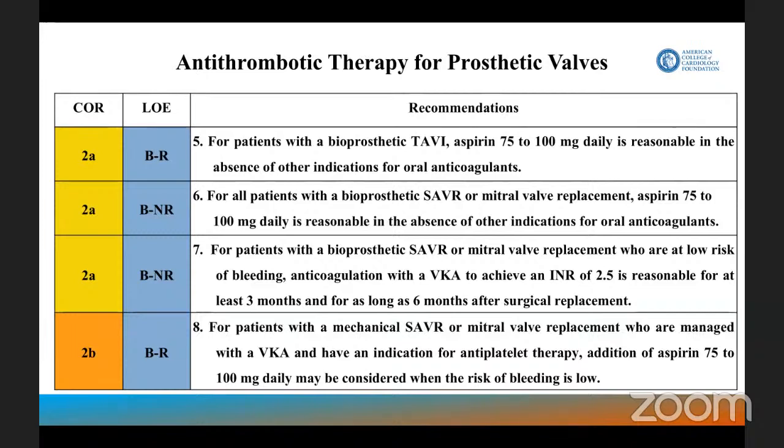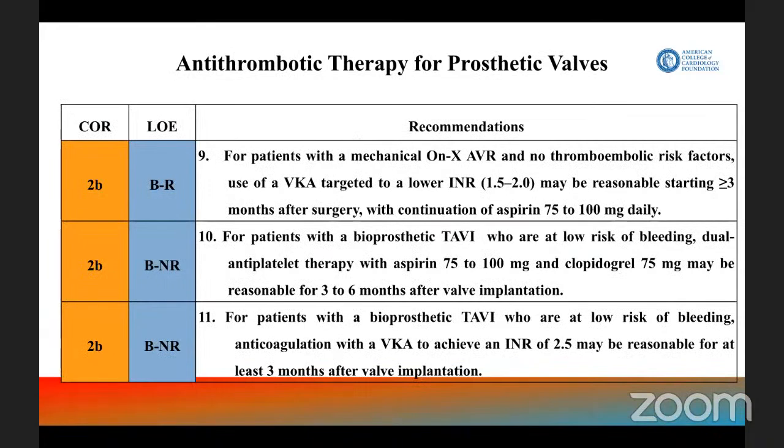And for all patients with a bioprosthetic surgical AVR or mitral valve replacement, addition of aspirin 75 to 100 milligram daily is reasonable in the absence of other indication for oral anticoagulant, as a class 2A. And for patients with a mechanical surgical AVR or mitral valve replacement who are managed with a vitamin K antagonist and have indication for antiplatelet therapy, addition of aspirin at low dose may be considered when the risk of bleeding is low, as a class 2B.